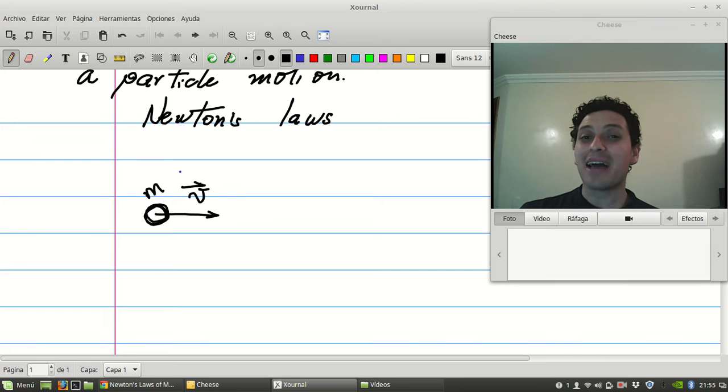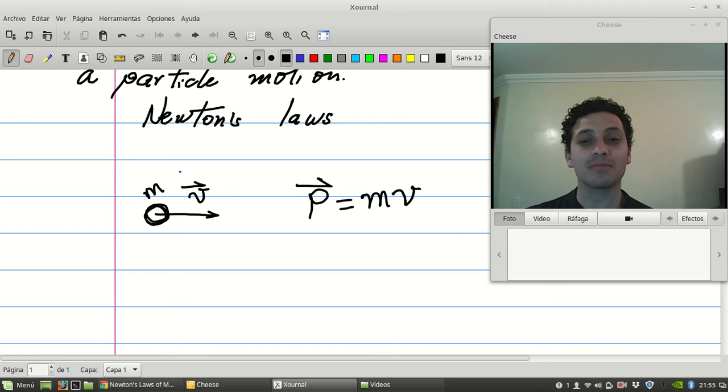And with this mass and this velocity, this particle understands that if the mass increases, something is going to increase itself. And if the velocity increases, something is going to increase itself. So that's why this particle decided to have a new quantity, called the momentum, that is the multiplication of mass and velocity.